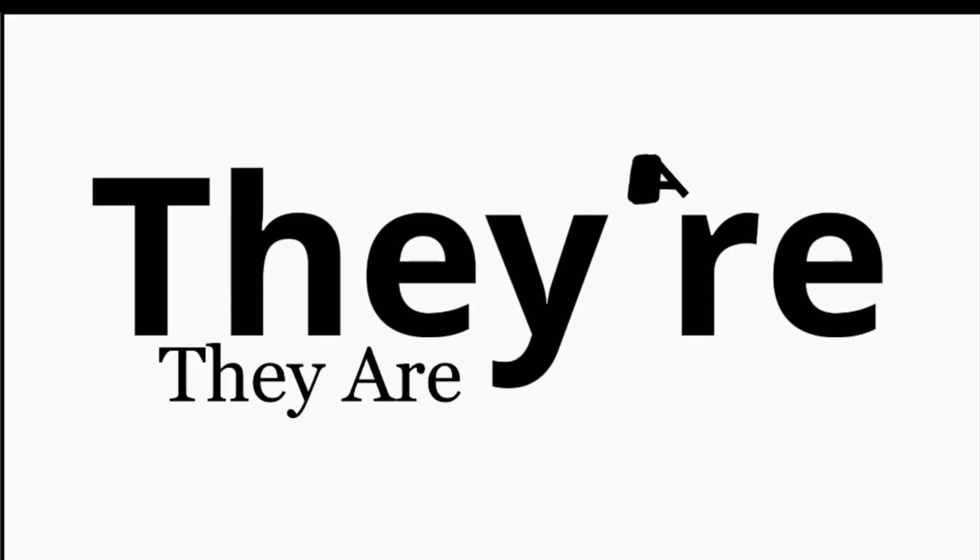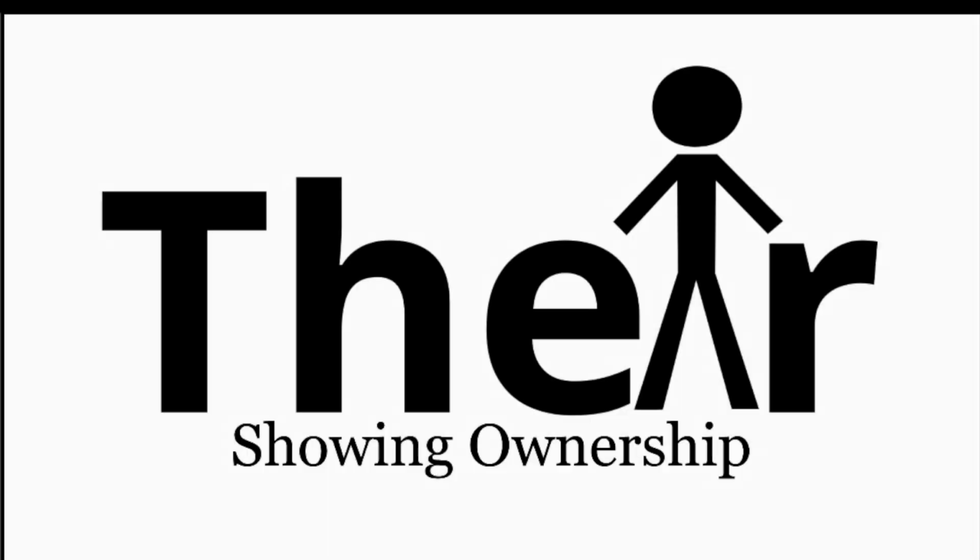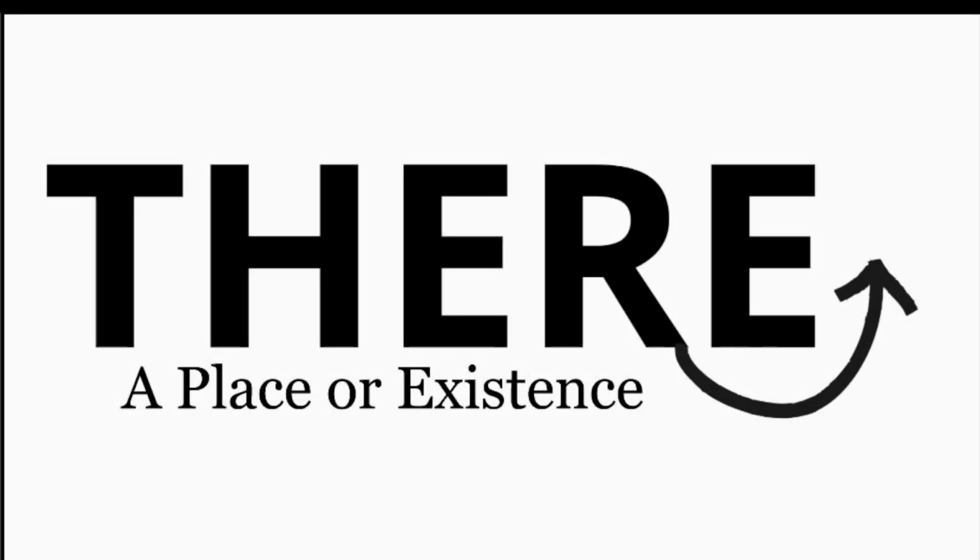So when you're reading a sentence and you're like, which there do I use? You need to go back. Will it be they are? Does that make sense in the sentence? Are they showing ownership over something? If so, then you use the one with the I in there, THEIR. Or is it a place or an existence? If so, you use this example, THERE.